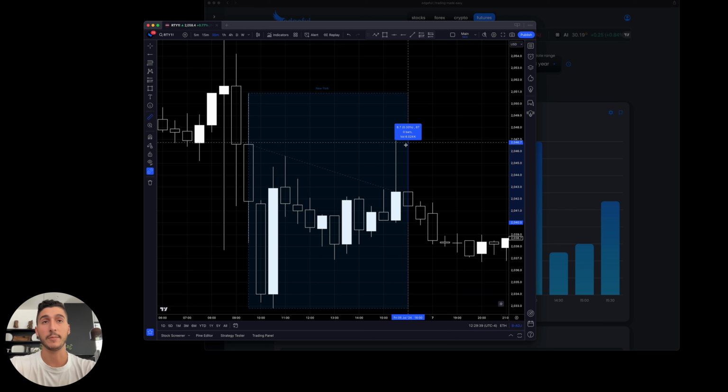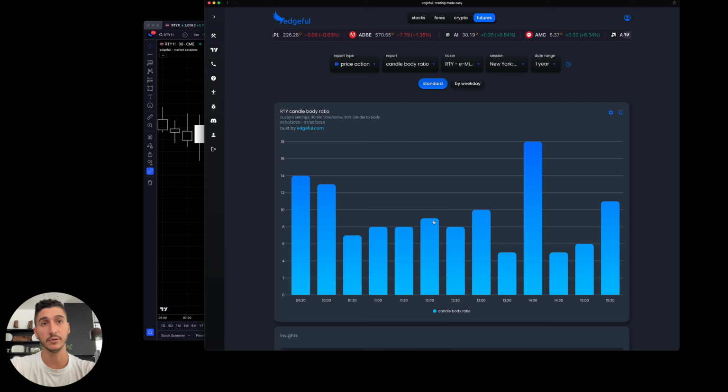Ideally you want to be in candles that have a lot more body because you're not going to get reversed on if you're catching this move. So what this report shows you is what times of day tend to have the strongest moves and the strongest continuation. So on RTY in the last year, in the New York session, 2 p.m. tends to have the biggest and strongest moves where the bodies of the candles make up at least 90% of the entire candle size. The morning is also a good place, but throughout the day is a little bit lower.